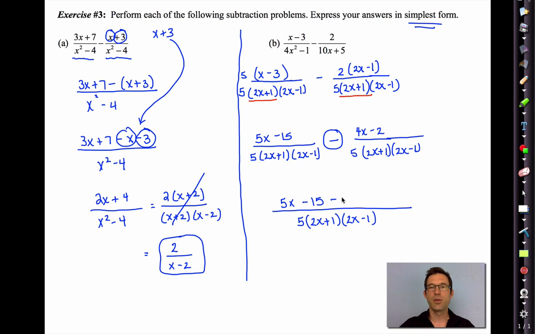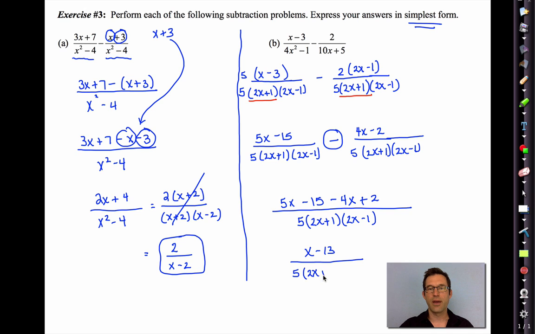Now, when I distribute it to a positive 4x, it becomes negative. But when I distribute it to a negative 2, it becomes positive, right? A negative minus a negative becomes a positive. I can now simplify. 5x minus 4x is 1x, and negative 15 plus 2 is negative 13.